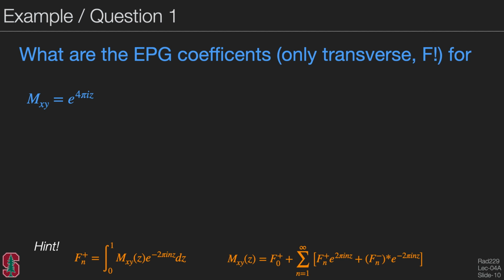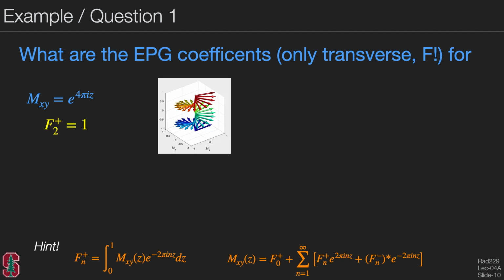So if you look at this definition, you can see the answer. The answer is f plus sub 2 is 1. And you can see this from the definition of mxy just by choosing the coefficients that would work here, given the range of n and given what we're summing over here. So this is what we call a positive twist of 2 cycles.